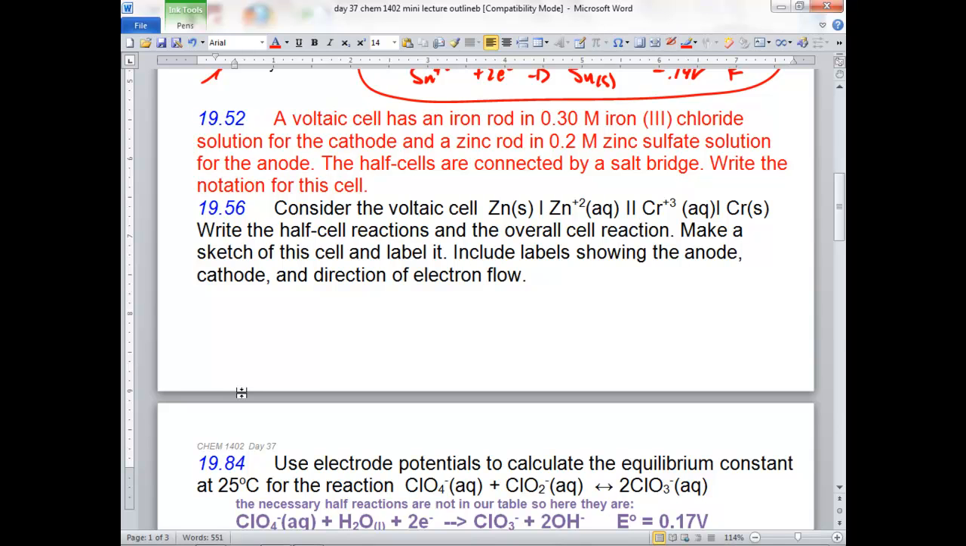Since they tell you what the anode and the cathode are, we don't even have to use the tables. Right? They told us. No, they want the cell notation. Remember, you use a double line for the salt bridge, a vertical line if there's a phase change between the two. An anode has to be on the left-hand side of that salt bridge.